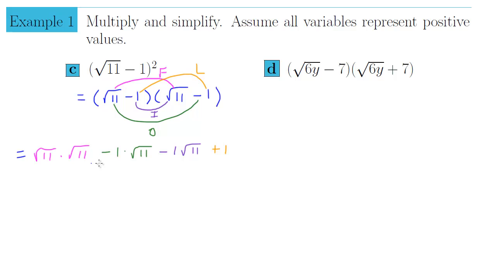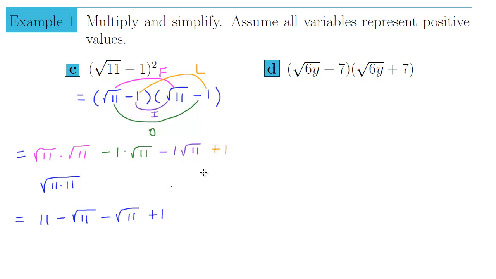Let's finish off any multiplication that we can. Root 11 times root 11 is going to be root 11 times 11. But we can simplify that right away because the square root is going to take that pair of factors and give you back a single factor outside of the square root. Okay. So root 11 times root 11 is just 11. Next we have minus 1 times root 11, which is minus root 11. We have minus 1 times root 11 again, so minus root 11 again, plus 1.